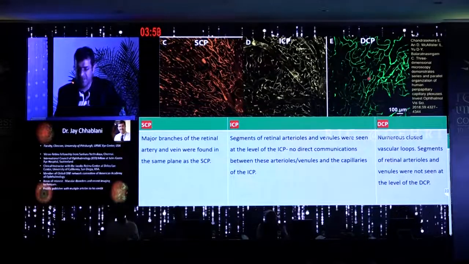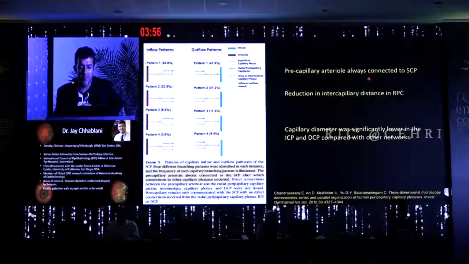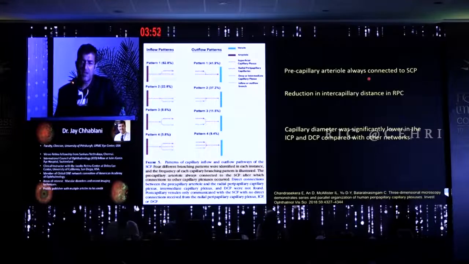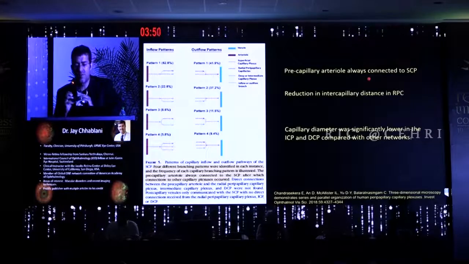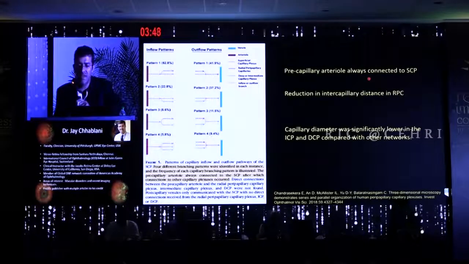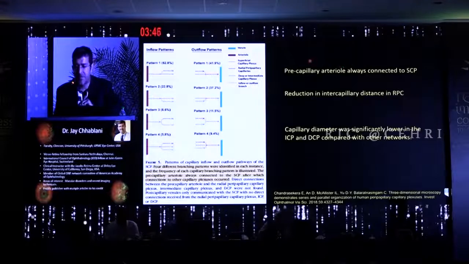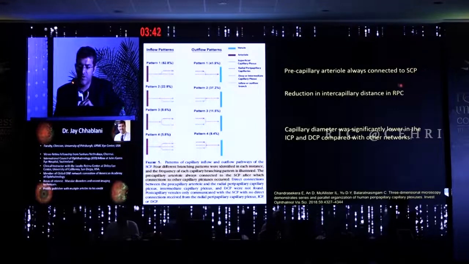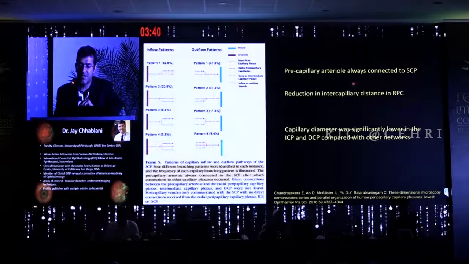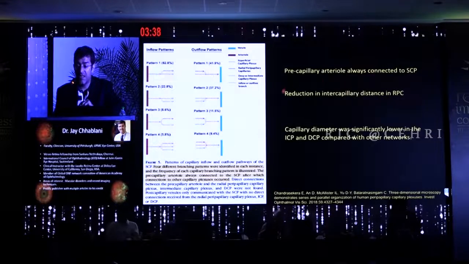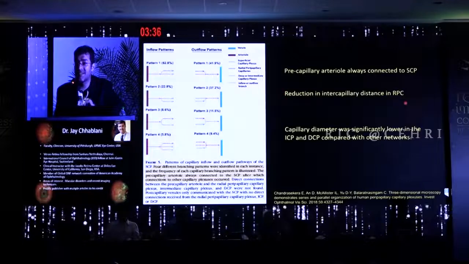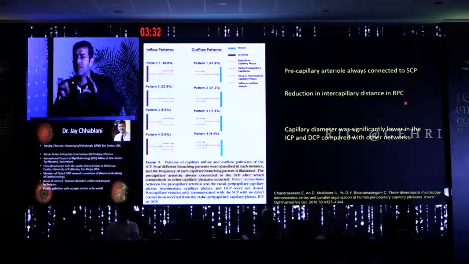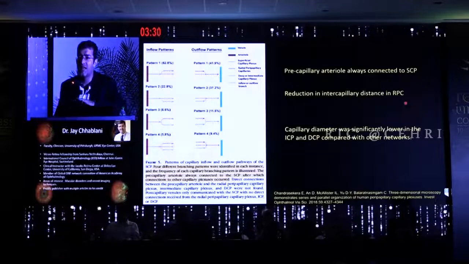However, we are missing the segments that we saw in the intermediate. They did propose various patterns of these arrangements. However, I think I just pulled out the most important message, which again goes back to what we discussed before: the precapillary arterioles always connect to the superficial capillary plexus. And there is a reduction in the intercapillary distance at the RPC level, because we want to have the maximum blood supply in the nerve fiber layer.